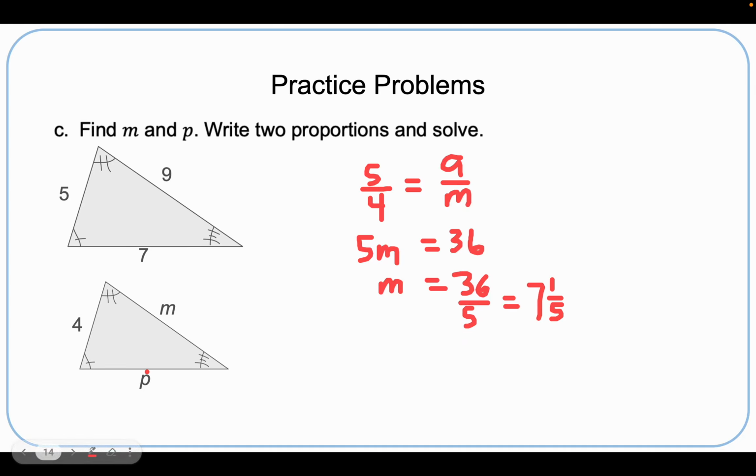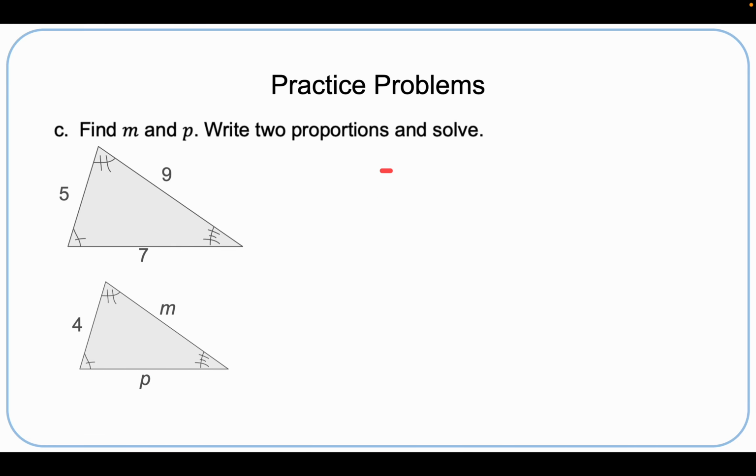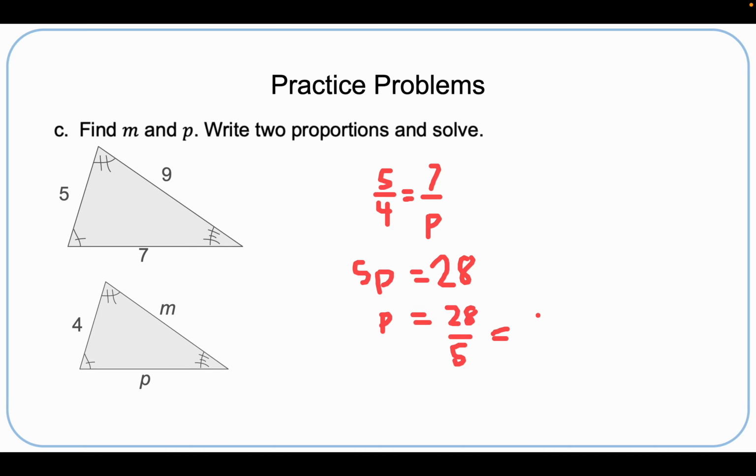Okay, and then let's solve for P now. I'm going to erase this and do P. So now 5 over 4 is proportionate to 7 over P. Okay, then we cross multiply, so 5P equals 28. Divide both sides by 5, we get P equals 28 over 5. And then if we converted that back to a mixed number, you would get 5 and 3/5.